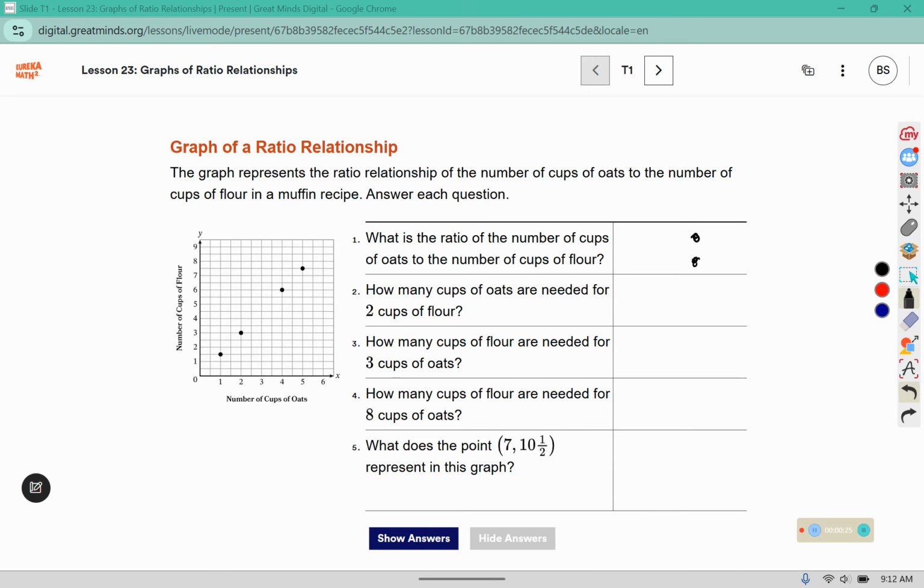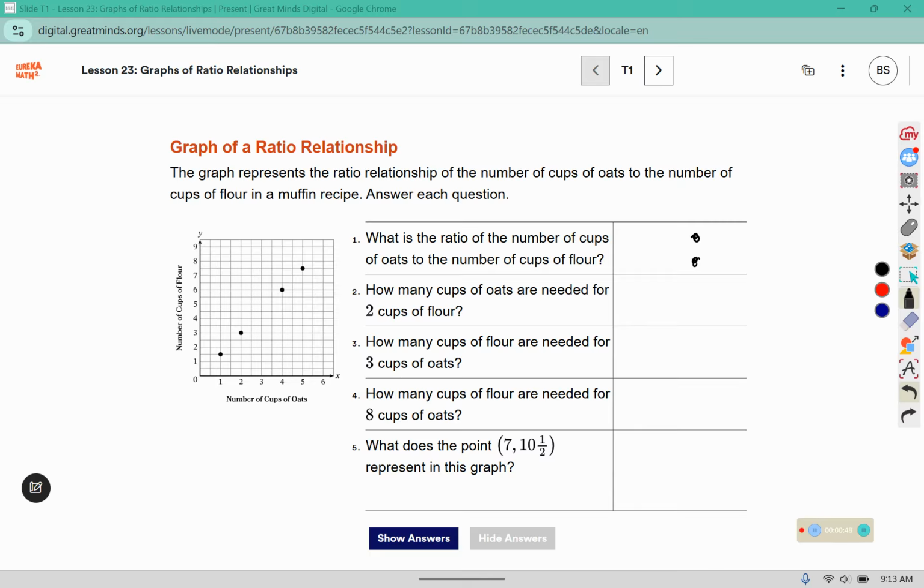How many cups of oats are needed for 2 cups of flour? You can look at the graph to determine the answer to that piece. How many cups of flour are needed for 3 cups of oats? That one you might be able to fill in where it should fall on the graph. How many cups of flour are needed for 8 cups of oats?